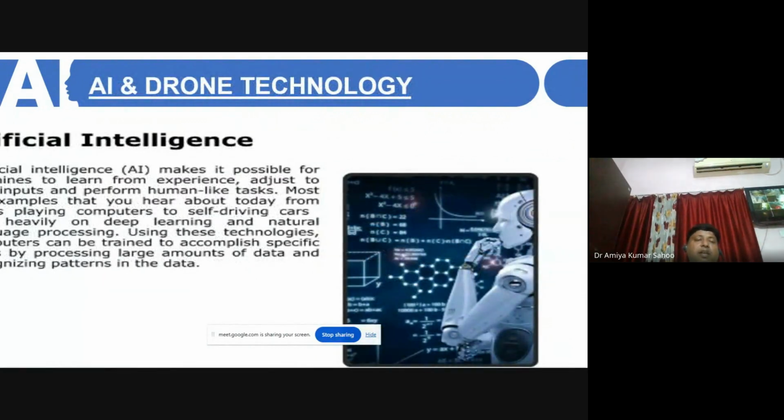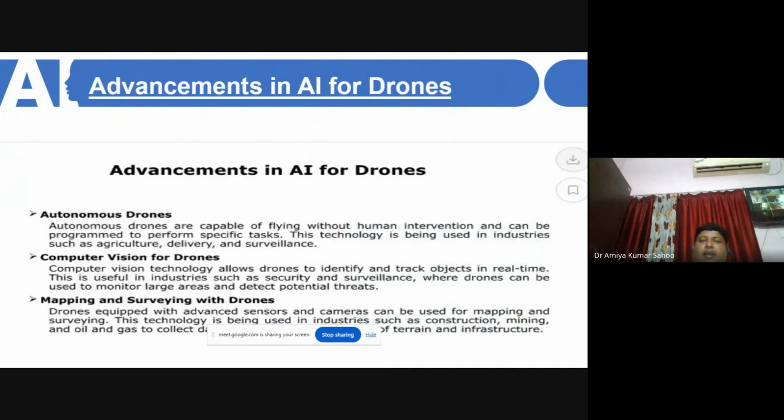How is artificial intelligence related to drones? Already we know AI makes it possible to learn from different experience, adjust to the input and perform human-like tasks. Most examples we hear about today, like computers playing games and self-driving cars, are related to deep learning. Advancements in AI for drones till today include autonomous drones, computer vision for drones, and mapping and surveying with drones.